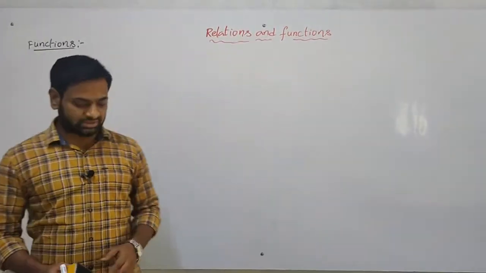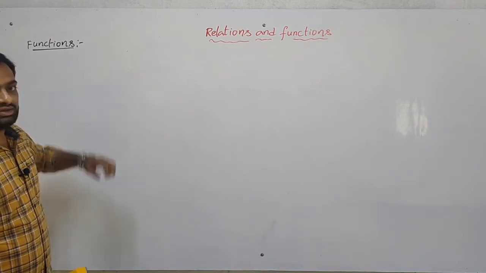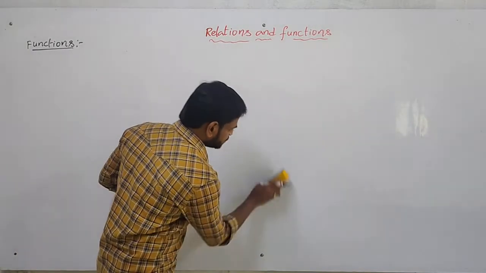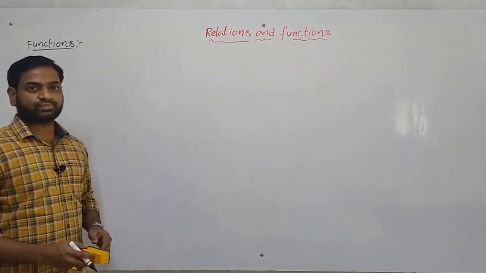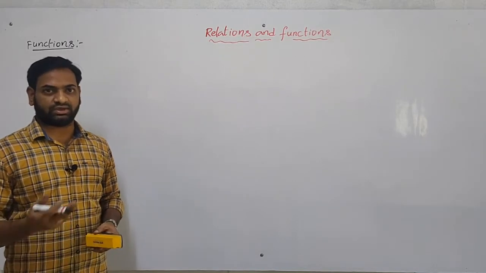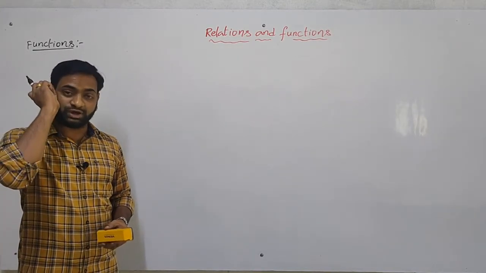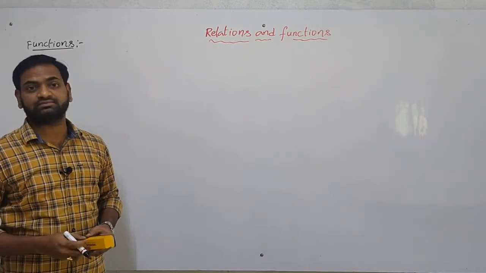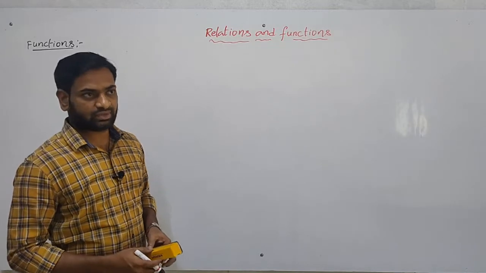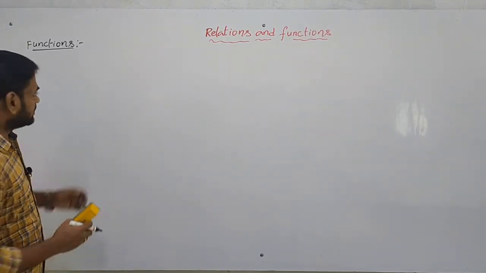See, the next topic is functions. Previously I explained what a relation is. A relation is a subset of A cross B. If A and B are two sets, then the relation from A to B is defined as a subset of A cross B. Now see here, how to define a function. Here also it is the same.